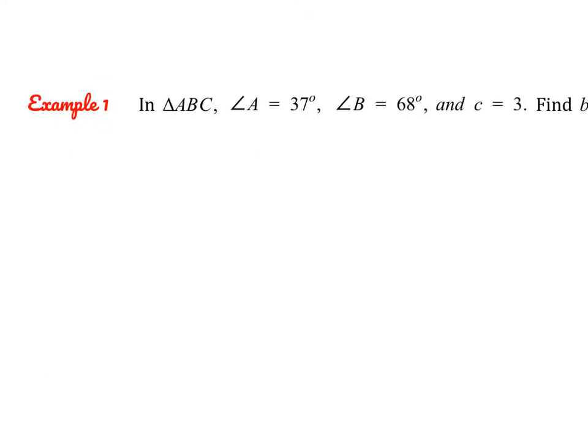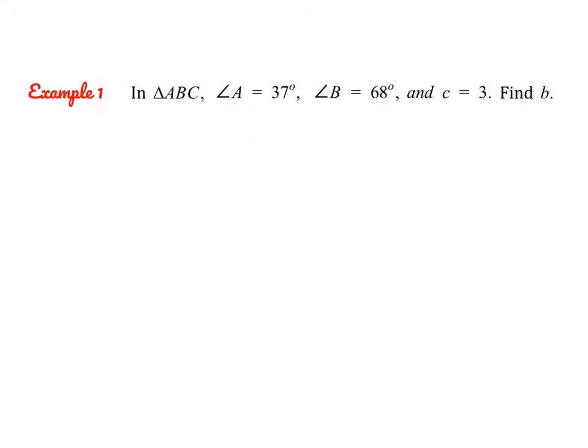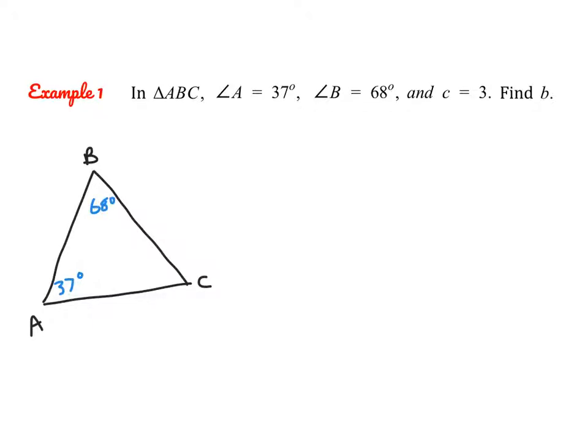So let's try this first question. Here, let's start by drawing triangle ABC and labeling it according to the information we are given. This says angle A is 37 degrees, angle B is 68 degrees, and side C, which is opposite angle C, is 3. They would like us to find side B, which would be right here.